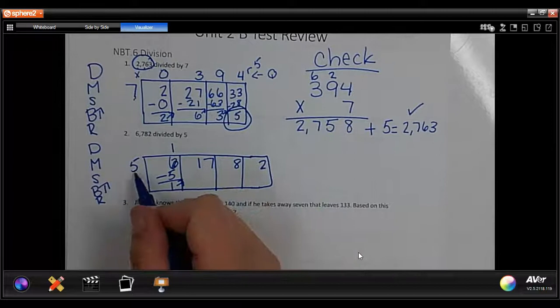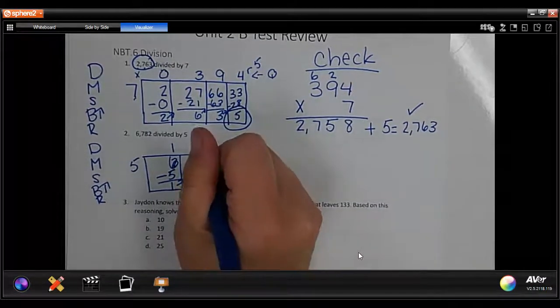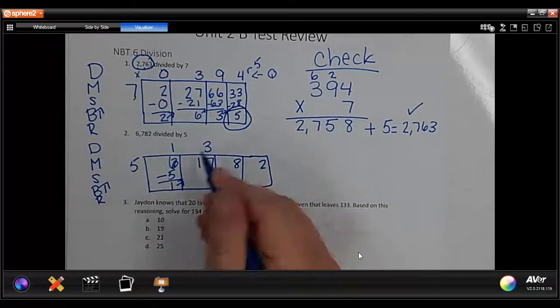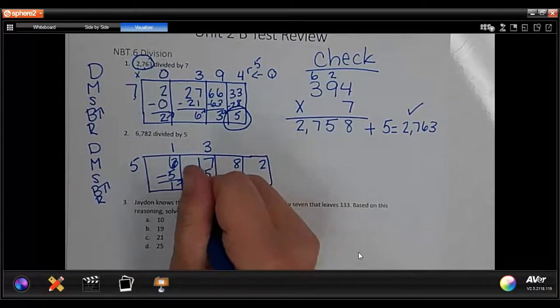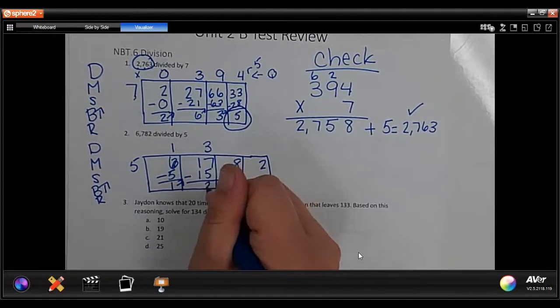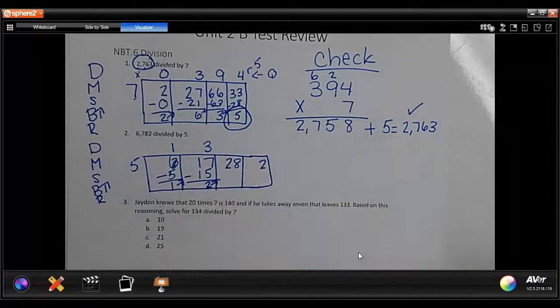Now I'm asking myself, how many times does 5 go into 17? 5 goes into 17 3 times. 5 times 3 is 15. Subtract 17 minus 15, which is 2. Bring up my 2 in front of my 8.